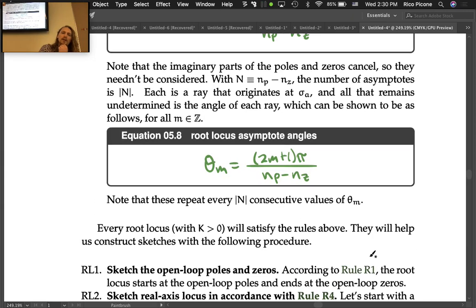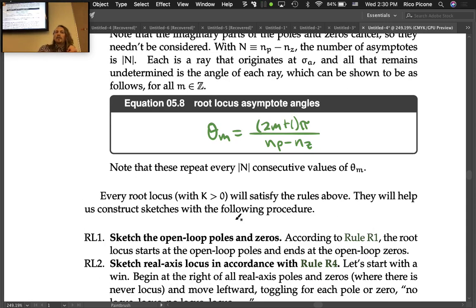Great. Note that these repeat every N consecutive values of theta m. In other words, if you've got 5 asymptotes and you compute 5 angles, you can stop because they're just going to wrap around and start repeating themselves. So you only need to compute as many angles as you have asymptotes.